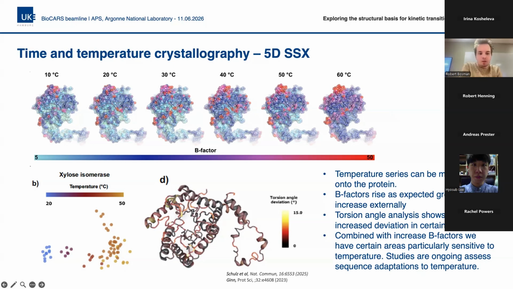You can see we go from torsion angle deviations, and we can map those back onto a protein. This allows us to see that certain parts of the protein are experiencing greater torsion angle deviation than others. So we can start to locate where the protein is adapting, or is inducing specific motions in response to temperature. Between the B factors and the torsion angles, we can start to look at certain places that may be of interest for mutation studies or potentially for further work, essentially.